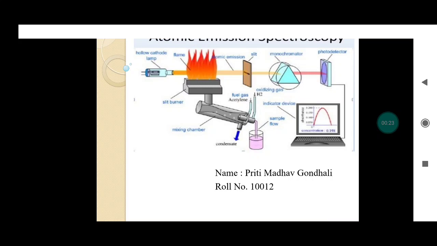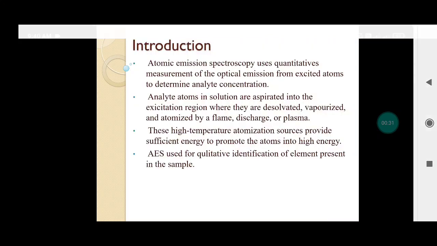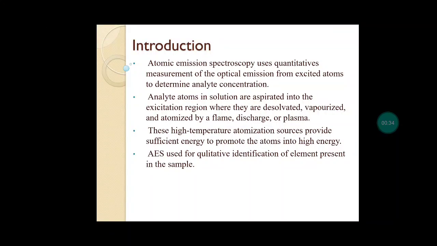Atomic emission spectroscopy is an analytical technique that is used to measure the concentration of elements in a sample. The technique is also known as optical emission spectroscopy. It is also used for quantitative analysis from the ppm level to the percentage level. It uses the measurement of emission from excited atoms to determine the analyte concentration. It is also used to determine metals, metalloids and non-metals. This is the introduction to atomic emission spectroscopy.